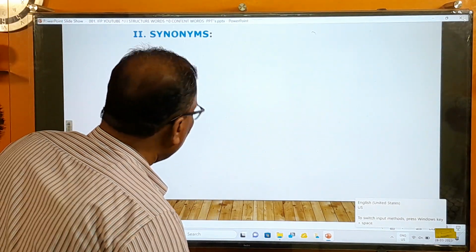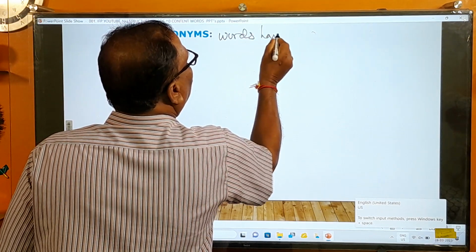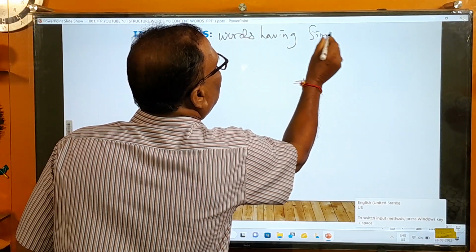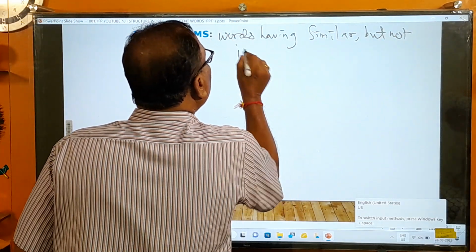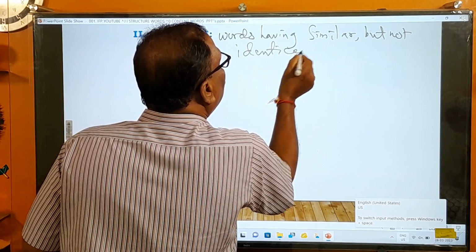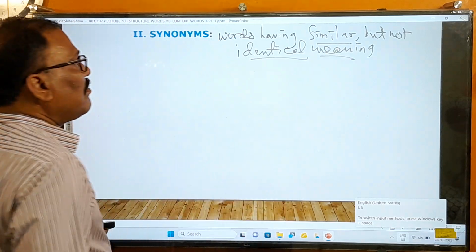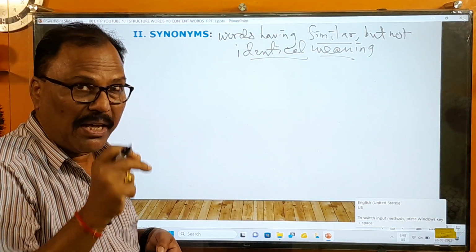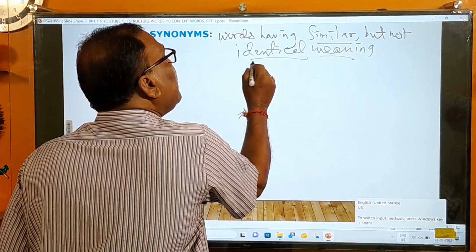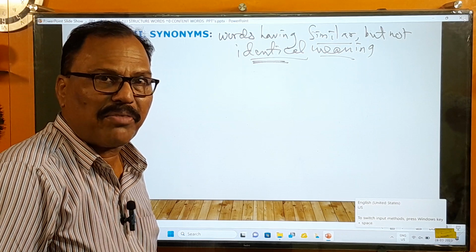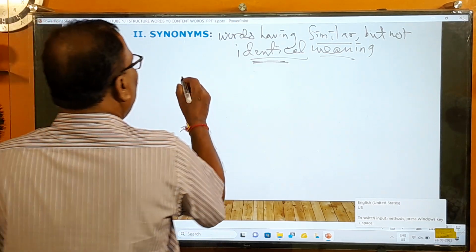Synonyms means words having similar but not identical meaning. That's very important. Remember, look at this definition: words having similar but not identical meaning. What do you understand from this? I'll give you one example here to make you understand this. So, for example, kill is there.